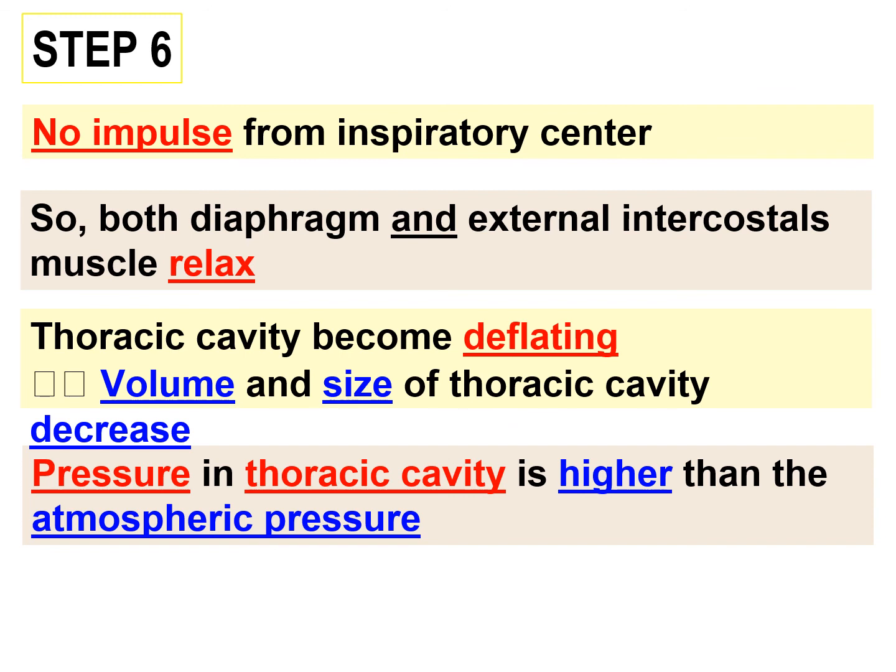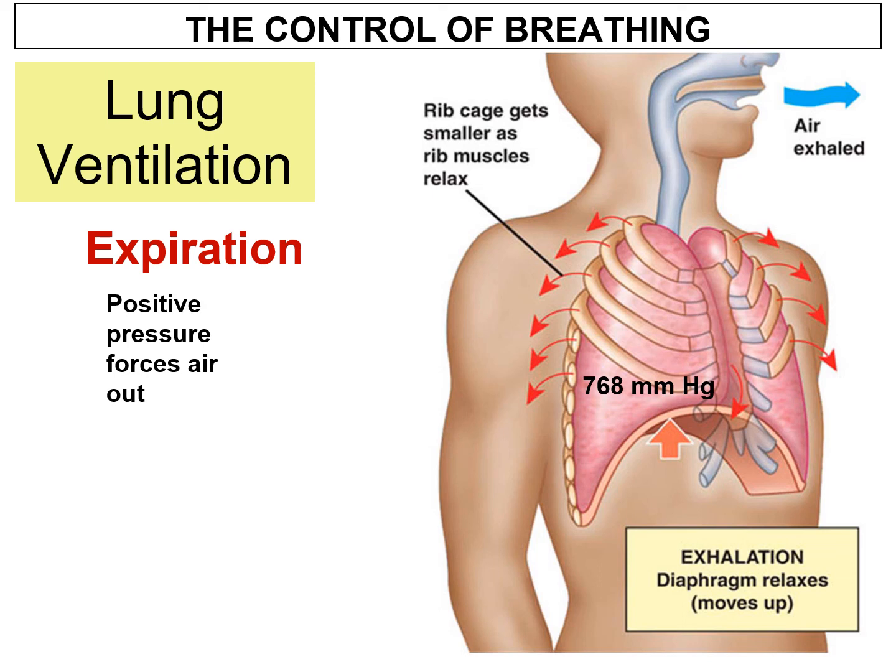Relax of diaphragm ni dia akan deflate, dia akan naik ke atas balik. So thoracic cavity deflates, the volume and size of the thoracic cavity decrease, which causes pressure in thoracic cavity higher than the atmospheric pressure. So air or gases can be exhaled out of the lung.